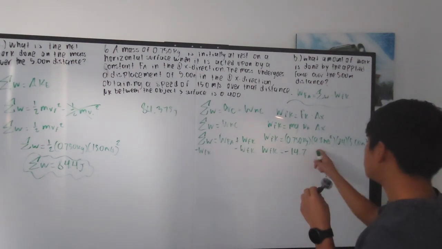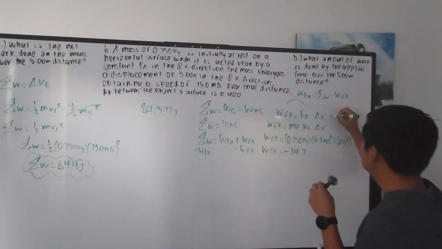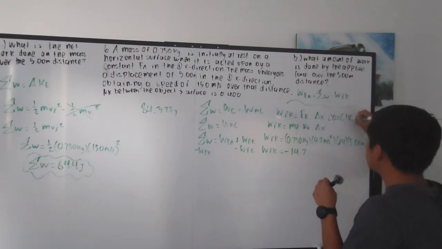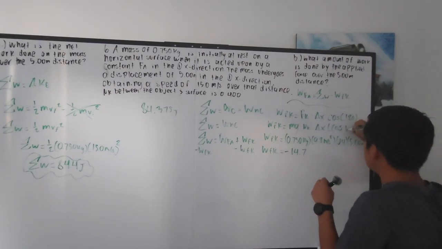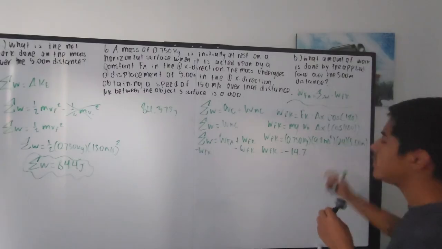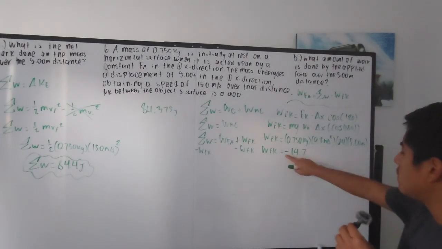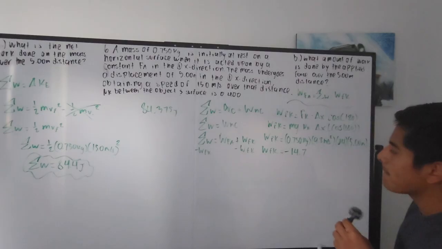Mathematically, to get the work, you're supposed to do the cosine of whatever angle the force is acting at, which in this case is 180. So I could just go ahead and throw that in there. Cosine of 180 is just negative 1. It would have made this 14.7 negative 14.7.